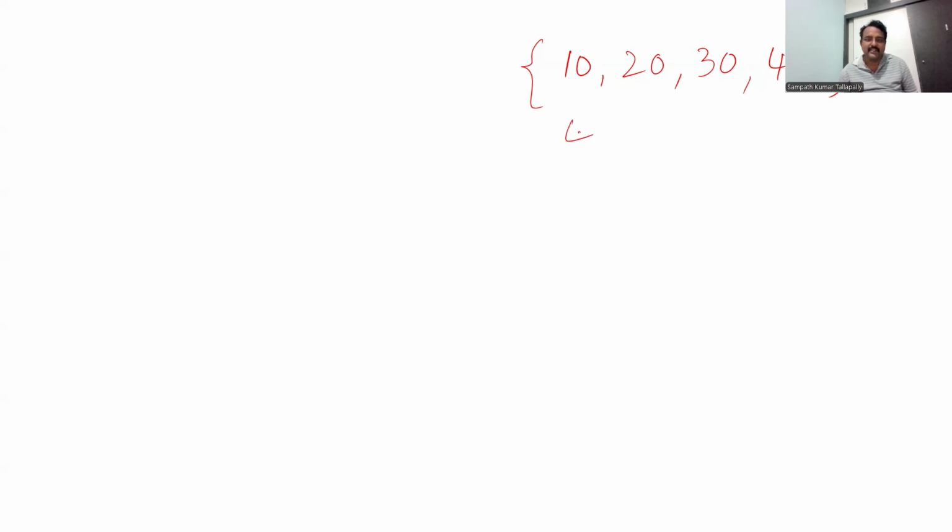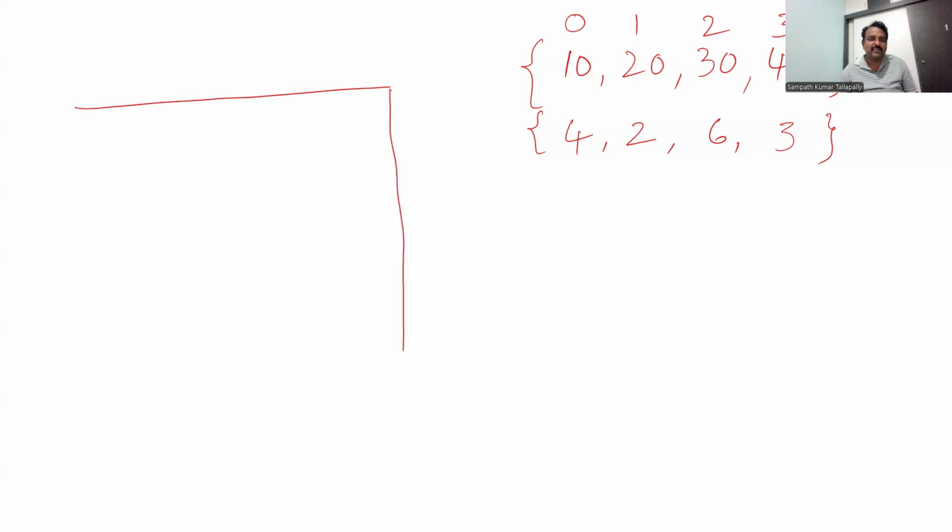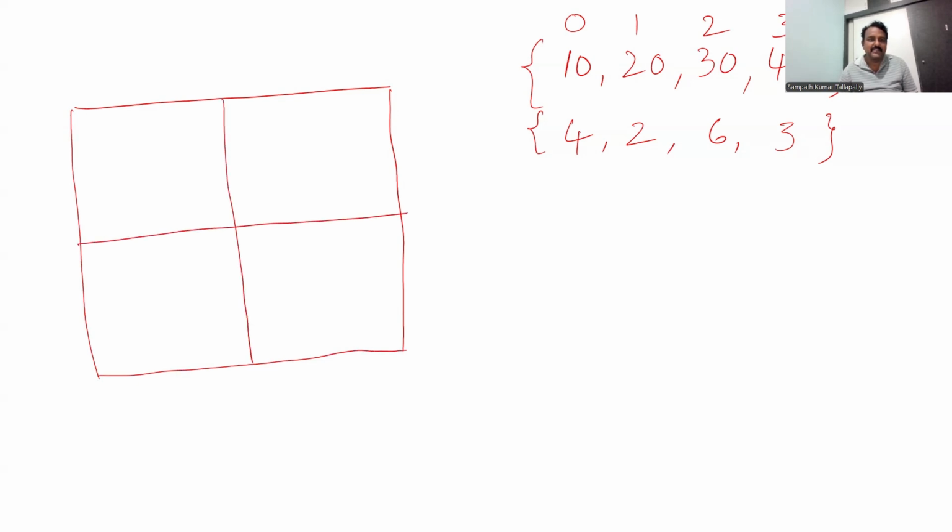So the frequency of 10 is 4, the frequency of 20 is 2, the frequency of 30 is 6, and 40 is equal to 3. We are taking a very small example so that we can understand this in a better way. And we are going to give these indexes starting from 0: 0, 1, 2, and 3. Because we are going to have 4 elements, we are going to draw a matrix of 4 by 4 size, where we are going to have 16 cells.